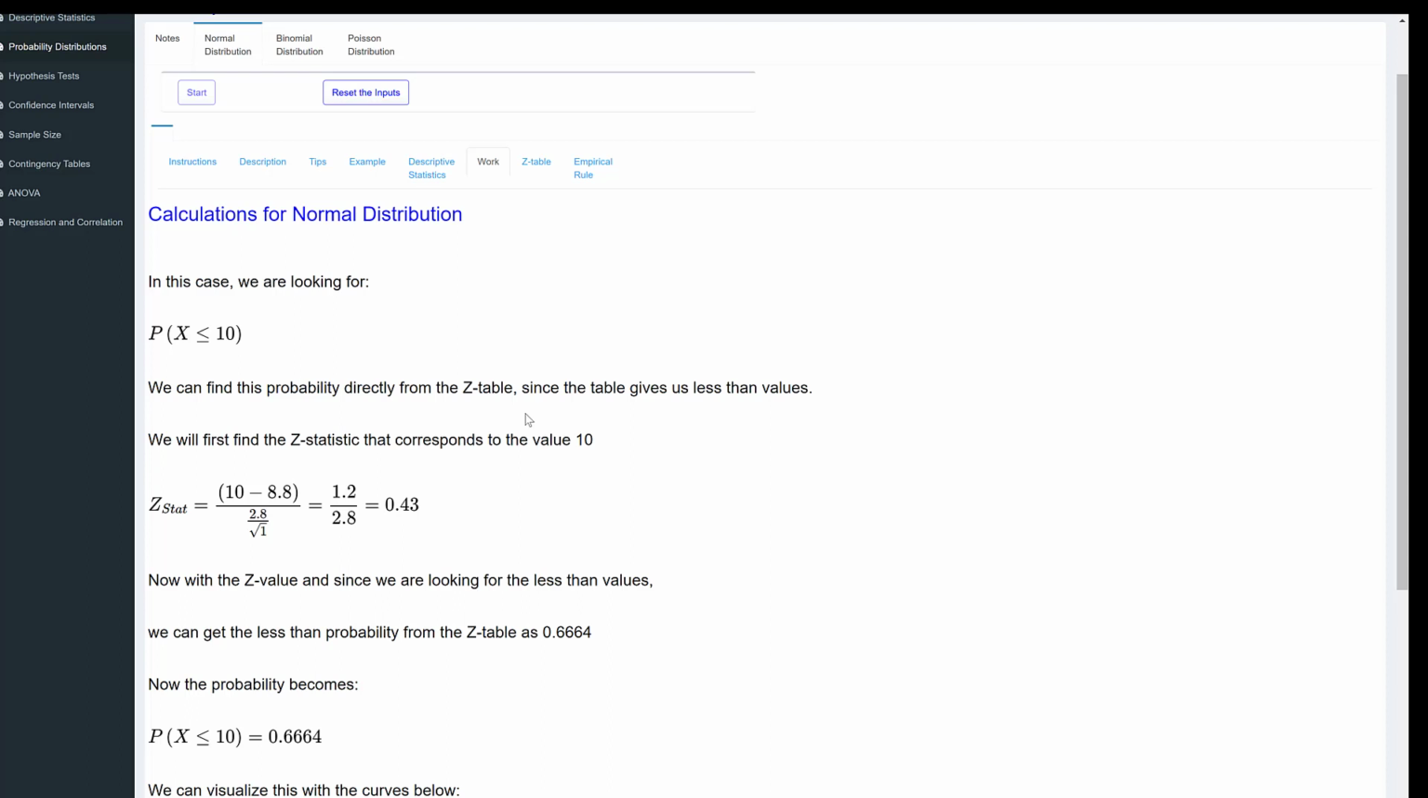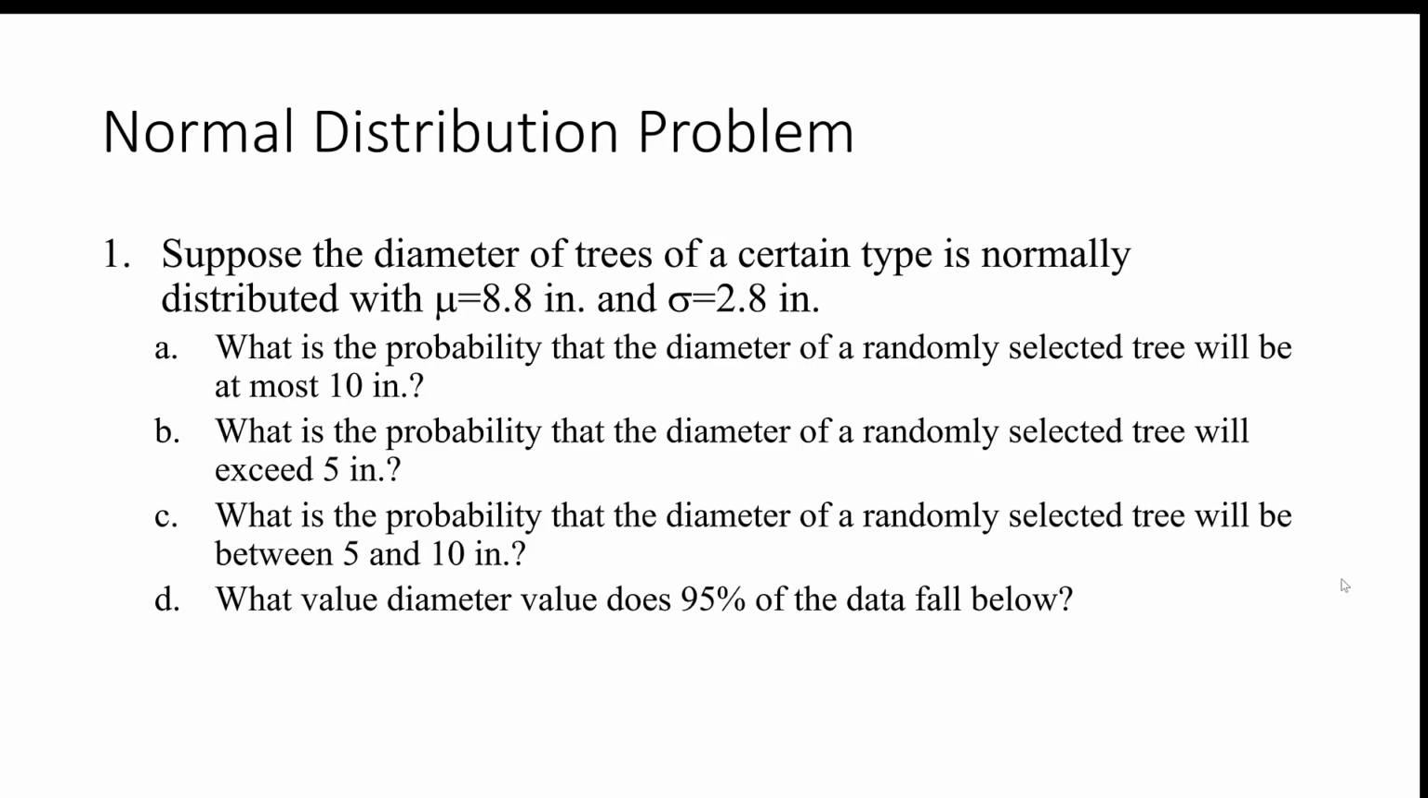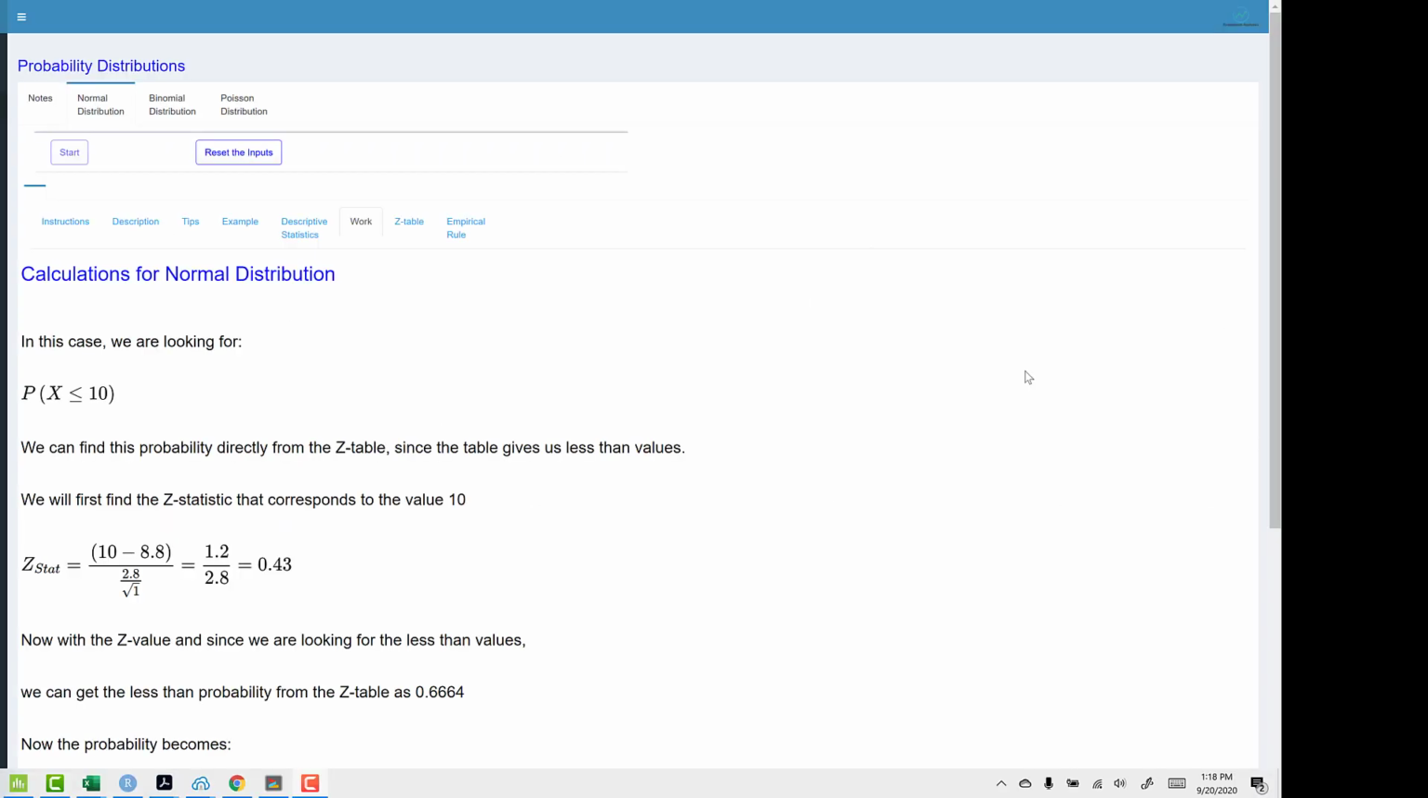Now let's go back to the problem itself and see what part B says. Okay, we're back here at the problem statement. Part B says, what's the probability that the diameter of a randomly selected tree will exceed 5 inches, which of course means greater than 5 inches. Okay, let's go back to the StatHelper and see how we get this information.